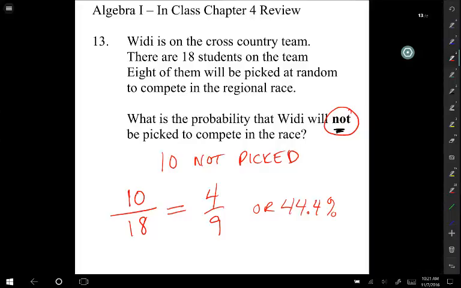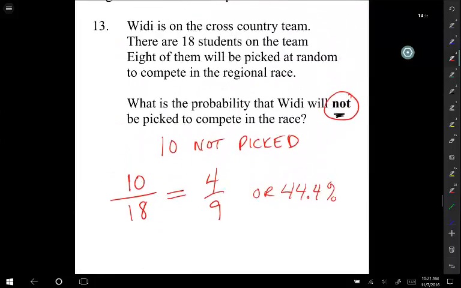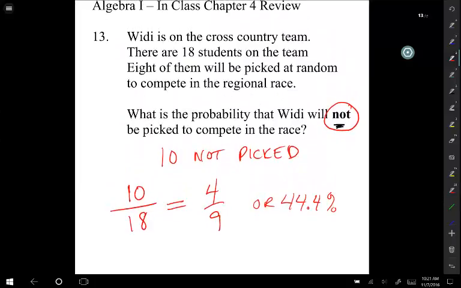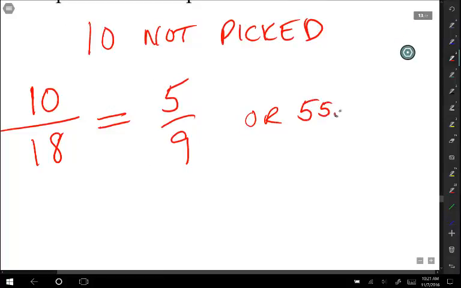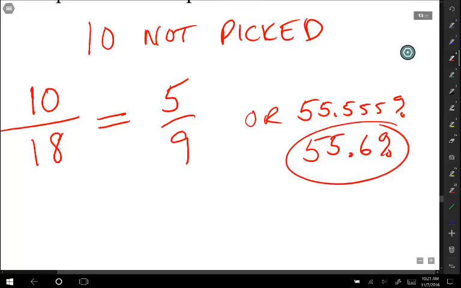So far, so good? Yeah, I was going to say, 4 divided by 9 is 44.4%. 5 over 9. Oh, thank you. Good call. That's going to change that. It'll be 55. Look at this. It's a good catch because it actually changes the percent. 55.555%. So when we round it, 55.6%. So that's a big change.